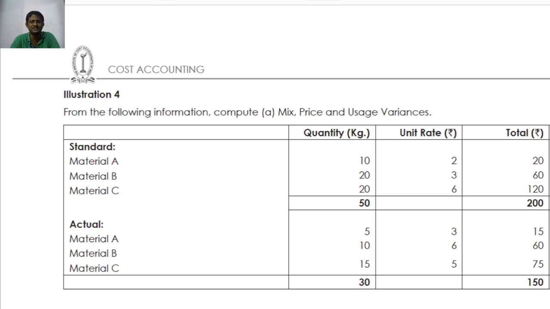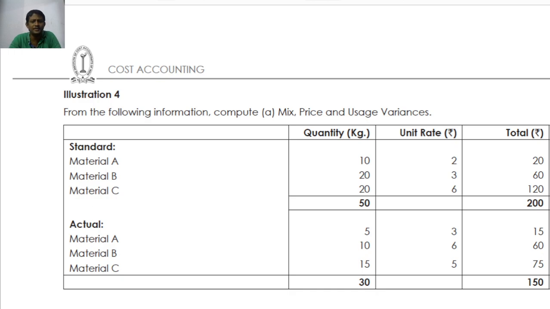Come to price variance. Compare price of standard versus actual. For material A, what is the standard? 2 rupees. Correct? Actually how much am I purchasing at? 3 rupees I am spending. Will it give favor or adverse? It will give adverse, because actually I have to use only 2 rupees, but I am using 3 rupees for material A. I am purchasing by spending 3 rupees per kg.